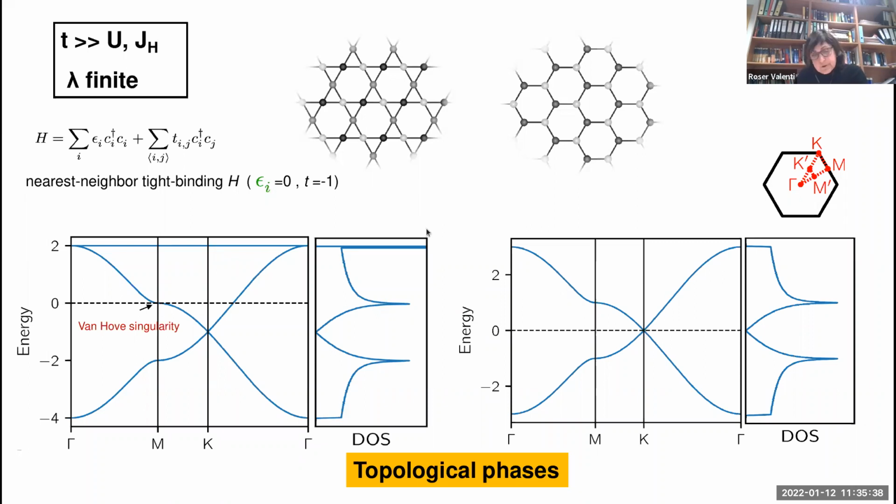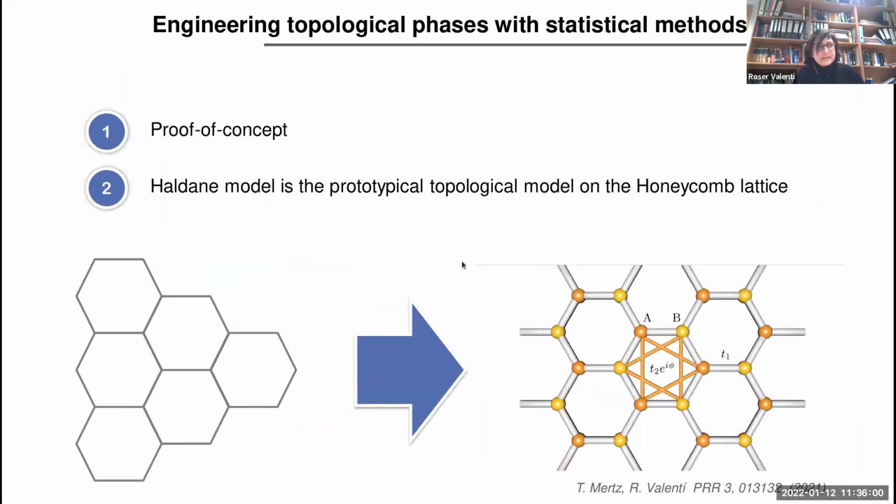So, considering this as a route for designing materials with tailored properties, with a certain phase that I want to have realized. And the way that I would like to do that, and I'm going to do that, is by employing statistical learning of unbiased data sets. So what is that? What we want to do is to engineer topological phases based on a statistical analysis of data.